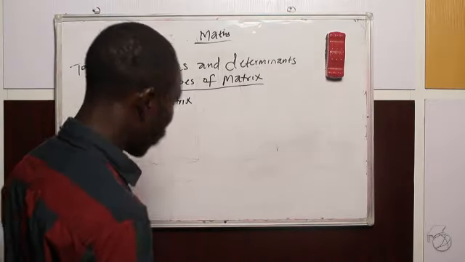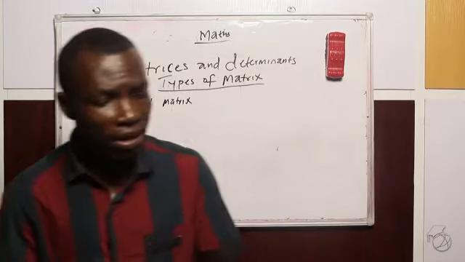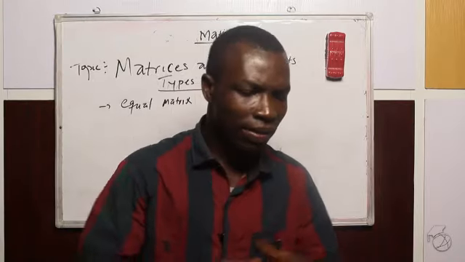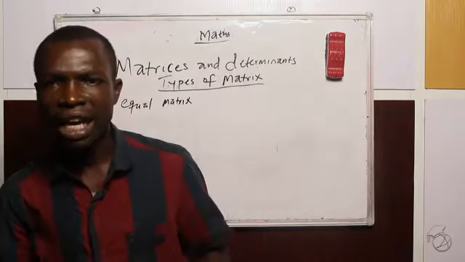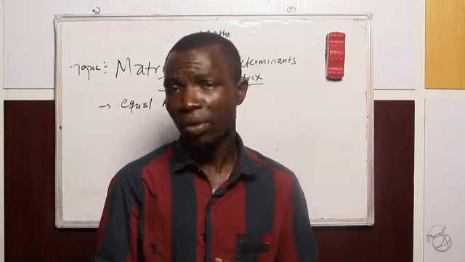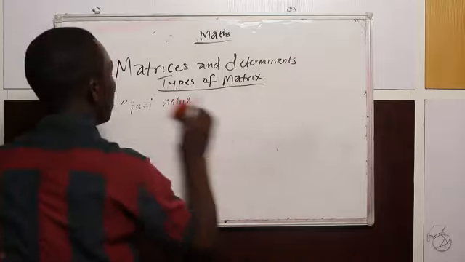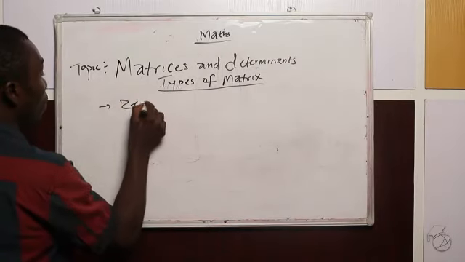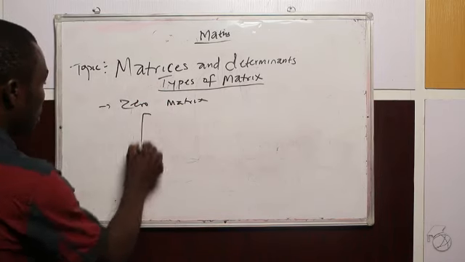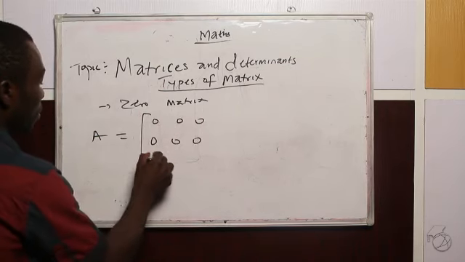Let's proceed to the other type of matrix that I mentioned, which is called the zero matrix. A zero matrix is a kind of matrix in which every element embedded inside it is equal to 0. Let me give you an example so that you understand it. Zero matrix: A is equal to 0, 0, 0, 0, 0, 0, 0, 0, 0.